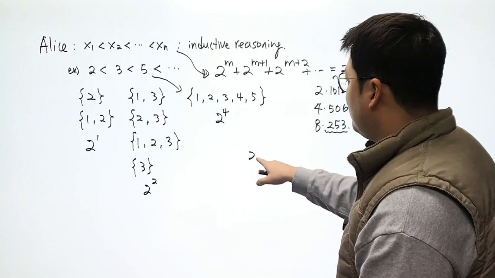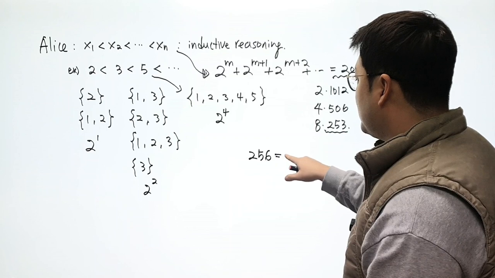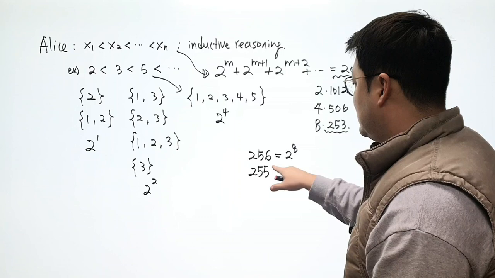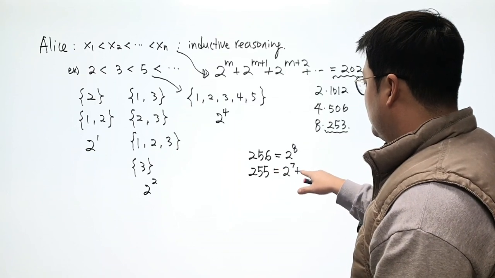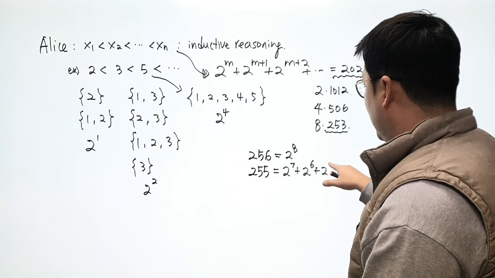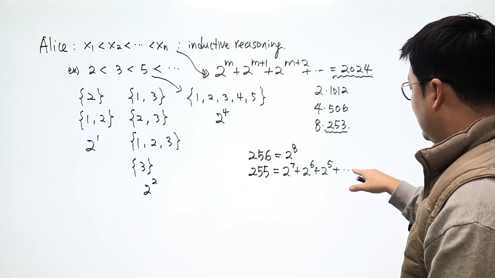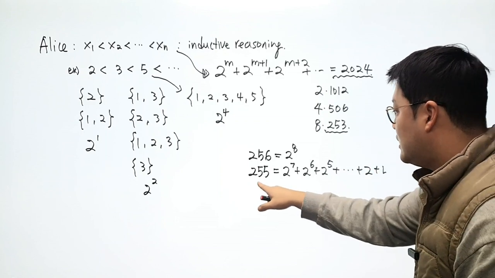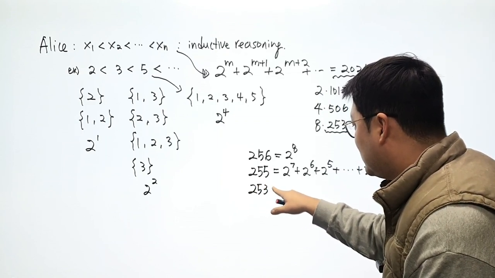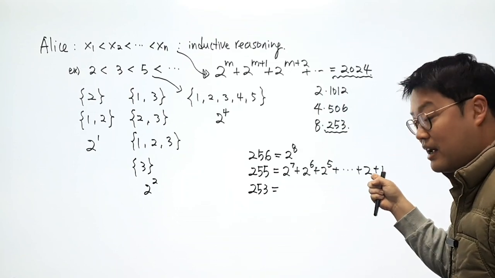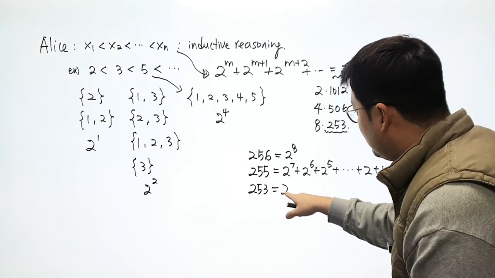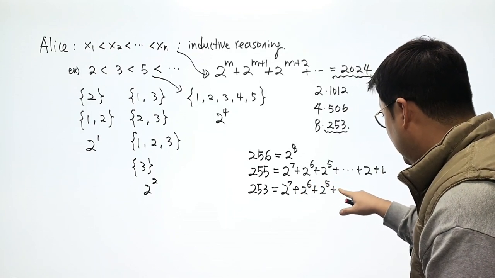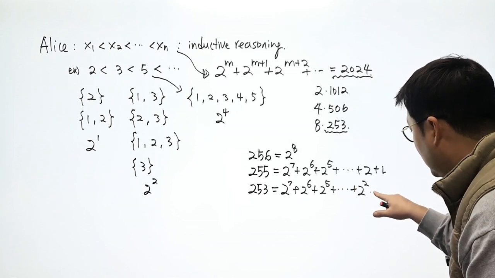Well, I know that 256 is going to be 2 to the power of 8, right? So 255 is just going to be 2 to the power of 7, 2 to the power of 6, 2 to the power of 5, and all the way to 2 plus 1. All right, so we have all of these, and 253, what's that? For 253, I just got to take out that little 2. So we got 2 to the power of 7, 2 to the power of 6, 2 to the power of 5, and all the way to 2 to the power of 2 plus 1.